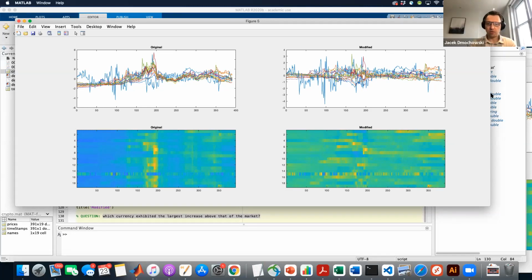Sure, but if you tell me what operation I should do in my command window, I'll take that as an answer. But what I'm getting at is, what should I do with that data to answer this question? So which currency went up the most beyond that of the global market?